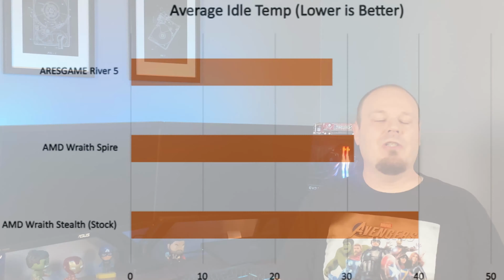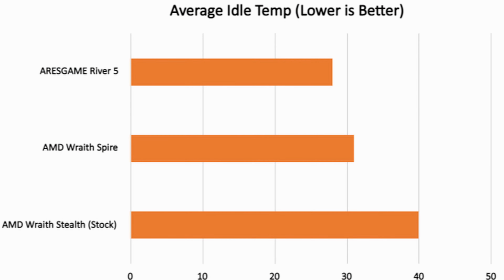All right, so moving on, first one to take a look at is idle temp. With the stock Wraith Stealth cooler, the idle temp for the Ryzen 5 3600 was sitting at 40 degrees Celsius. Switching over to the Wraith Spire cooler, that did drop it a bit down to 30 degrees Celsius. So you can see just the huge jump that made. And then for the River 5 cooler, the idle temperatures were around 28 degrees Celsius.